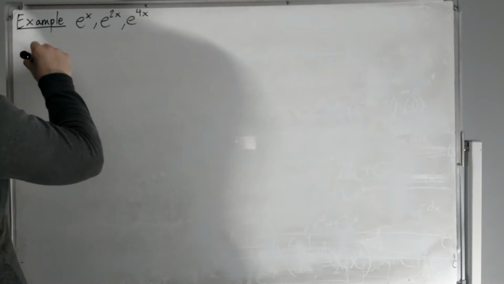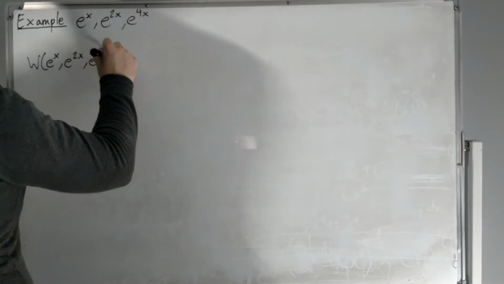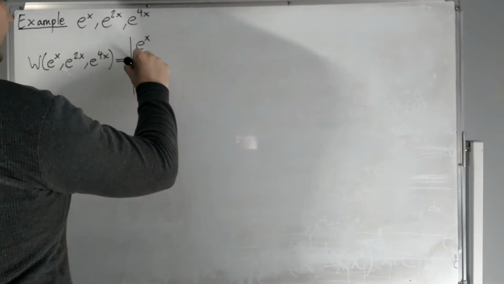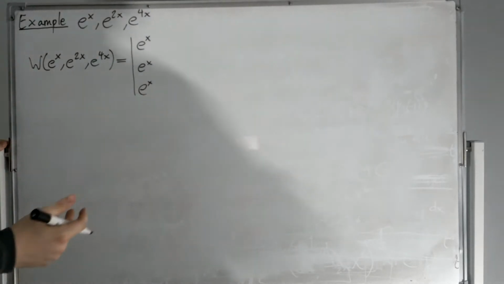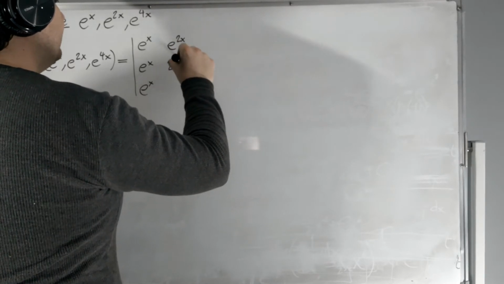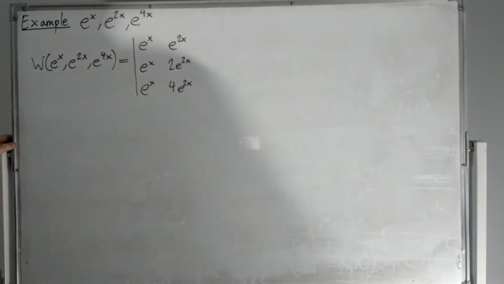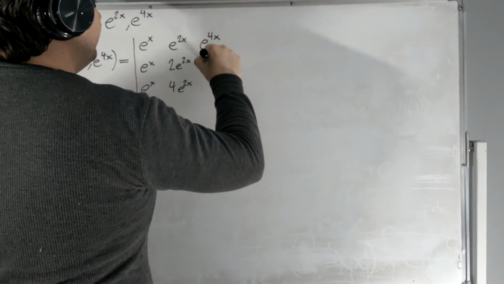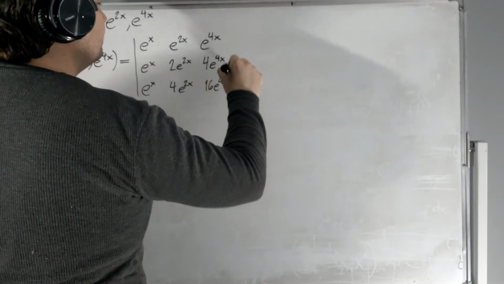to compute the Wronskian of e to the x, e to the 2x, and e to the 4x, we need the determinant of, let's see here, e to the x, then the derivative of e to the x is e to the x, then the derivative of e to the x is e to the x. So that's our first column. Then we have e to the 2x, the derivative is 2e to the 2x, and then the second derivative is 4e to the 2x. And then the third column is e to the 4x. First derivative is 4e to the 4x. Second derivative is 16e to the 4x.